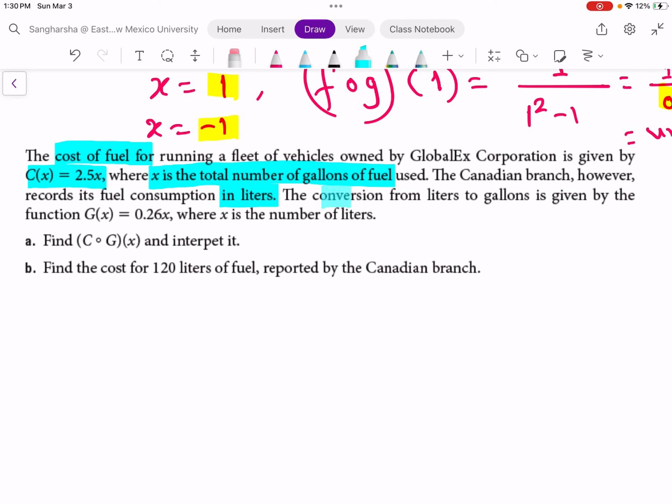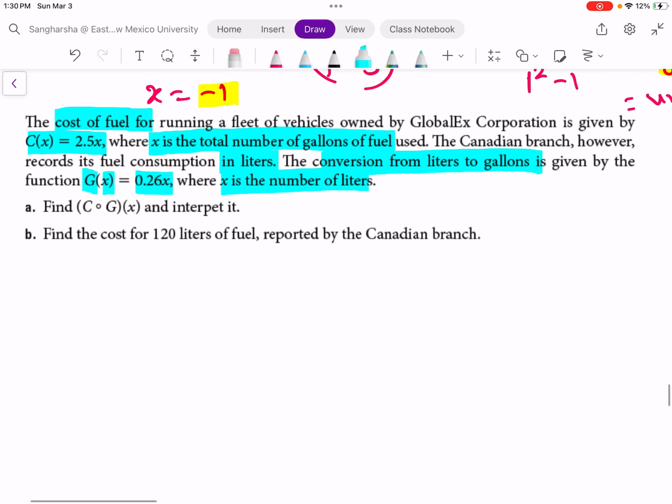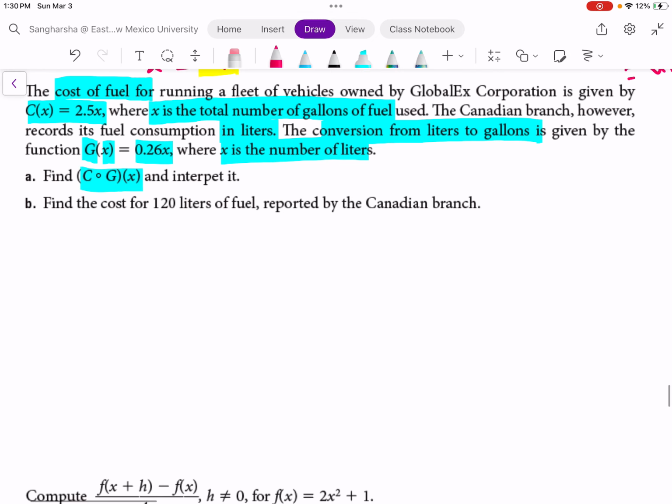The conversion from liters to gallons is given by the g function. This g function helps us to convert from liters to gallons, where x is the number of liters, and we get our gallons as 0.26x, which gives us the gallons of fuel from liters. It means it converts liters to gallons. Now we are asked to find c composite g of x. Let's go ahead and find this.